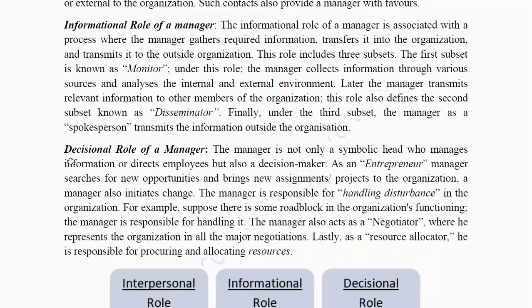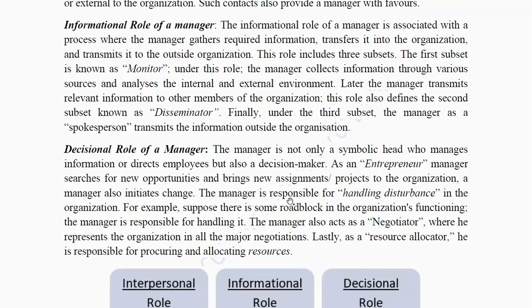The third role is decisional role of manager. The manager is not only a symbolic head who manages information or direct employees, but he is also a decision maker. As an entrepreneur, manager searches for new opportunities and brings new assignments and projects to the organization. A manager also initiates change.